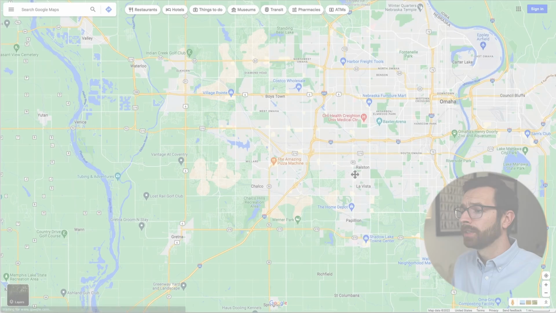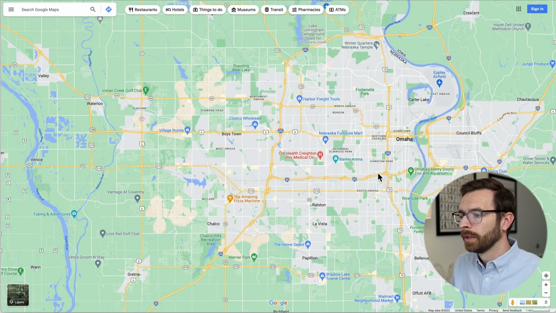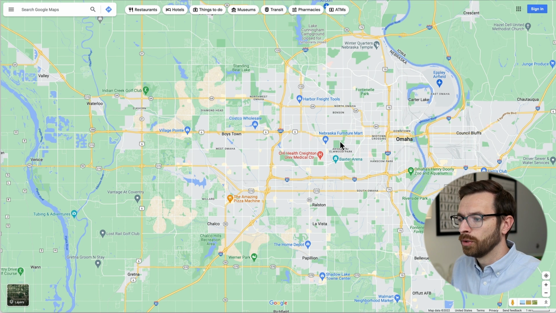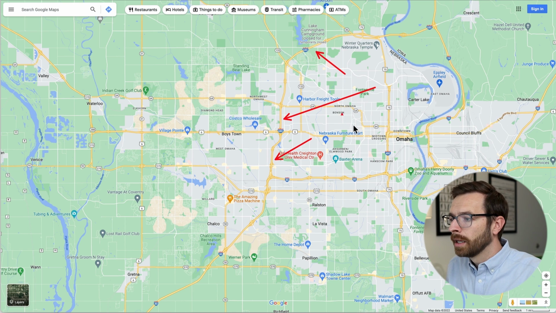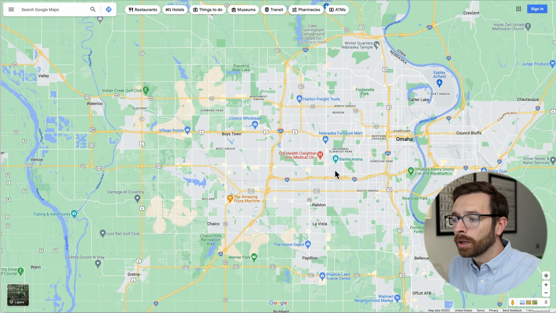Now, this is I-80 right here. Now, if you decide to go north, this area here is going to be I-680. So sometimes people will tell you 680 versus I-80. So 680 is going to be this offshoot to the north. And then there's I-480. That's going to be right here.